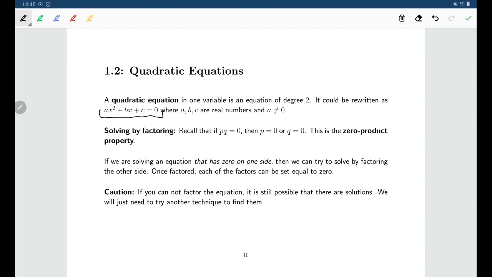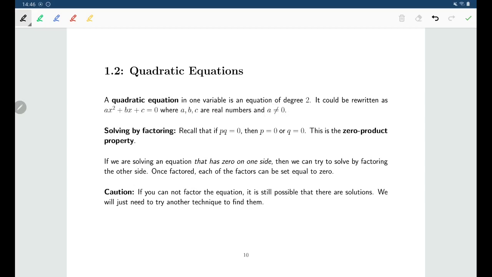Something with x squared plus something with x plus something, where those numbers, the a's, the b's, and the c's, are all real numbers, and where a is not 0. And the reason we've got that little restriction of a not being 0 is that if we allowed a to be 0, then really we wouldn't be talking about a quadratic equation anymore. We'd be talking about something linear. So that's the only restriction that we have there.